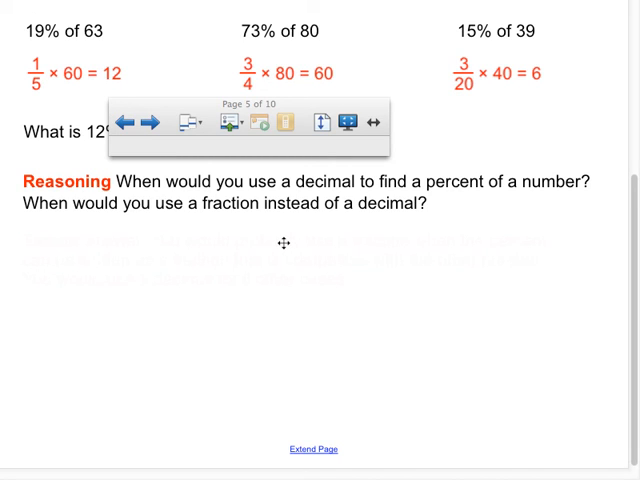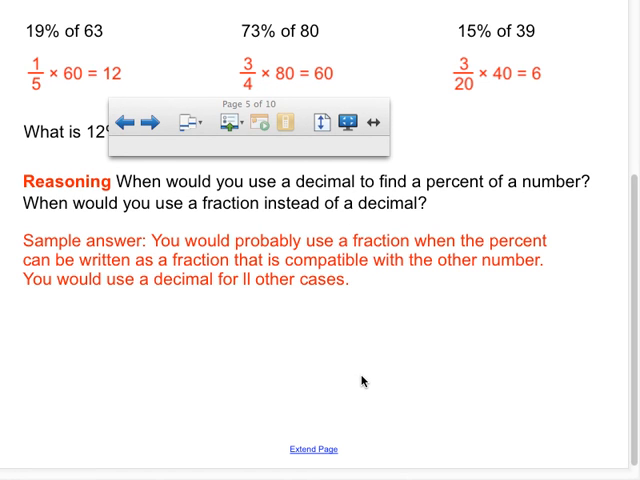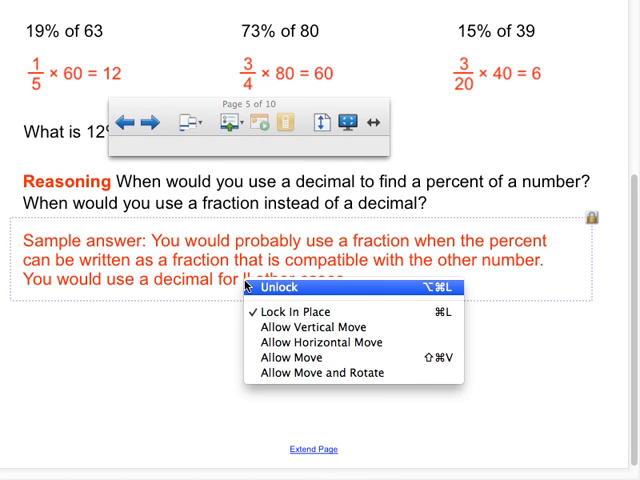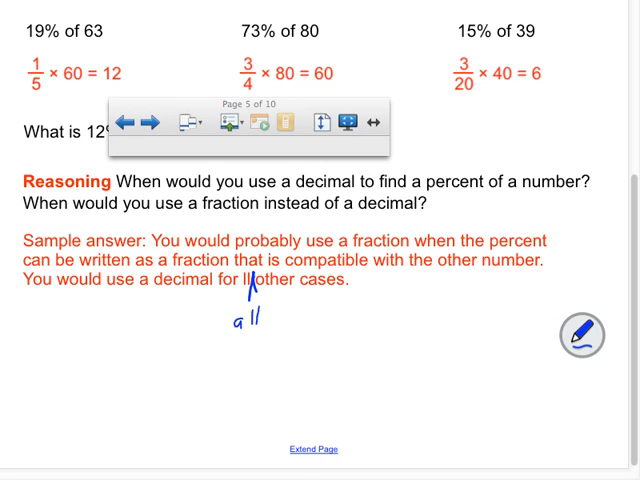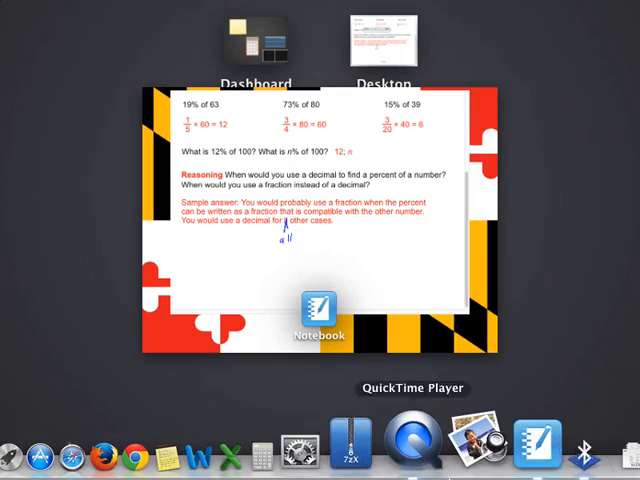When would you use a decimal to find a percent of a number? When would you use a fraction instead of a decimal? So this is just a sample answer. This is what the book gives. You would probably use a fraction when the percent can be written as a fraction that is compatible with the other number. You would use a decimal for all other cases. Okay? Any questions? And that is the lesson for today.